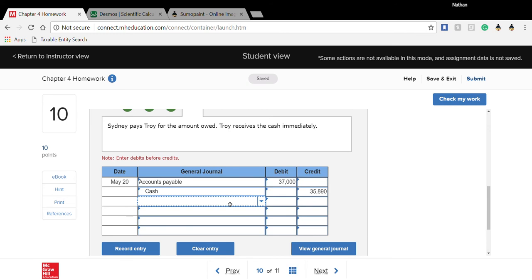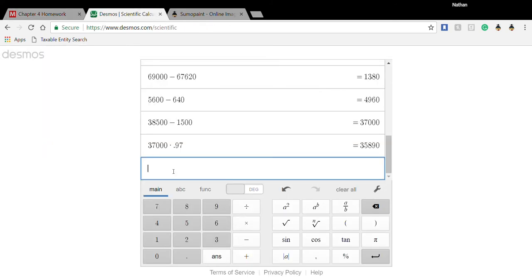Again, notice these won't be in balance, and the difference is going to be the merchandise. We have to put it down at the cost that we actually bought the inventory for. So basically we paid our cash, so the difference between those, I can't type all of a sudden, is $37,000 minus $35,890.